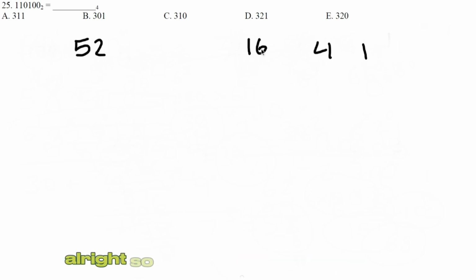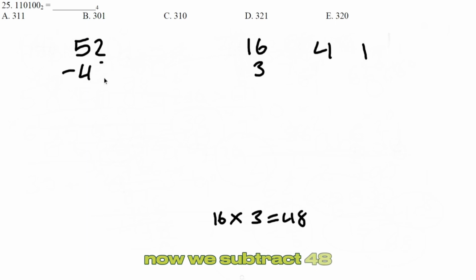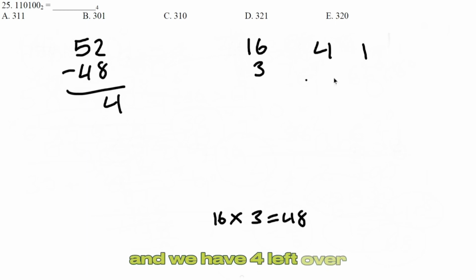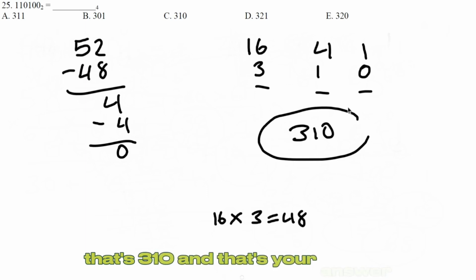16 goes into 52 3 times because 16 times 3 equals 48. So 3. Now we subtract 48, and we have 4 left over. 4 goes into 4 one time. Now we subtract 4. That's 0. And 1 goes into 0 0 times because you can't put 1 into 0. So now we have 3, 1, 0. That's 310, and that's your answer.